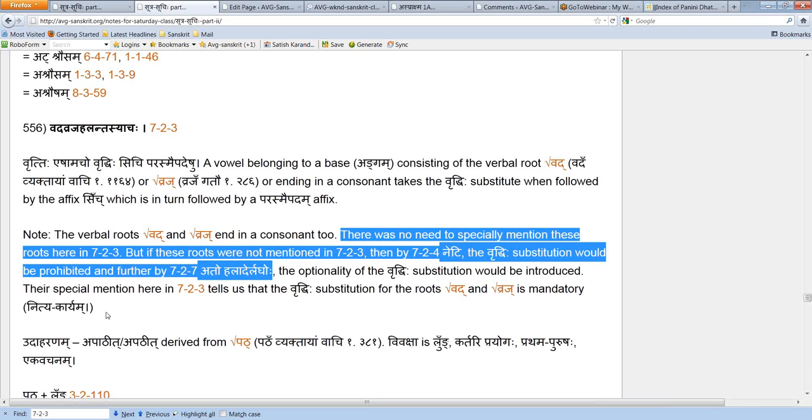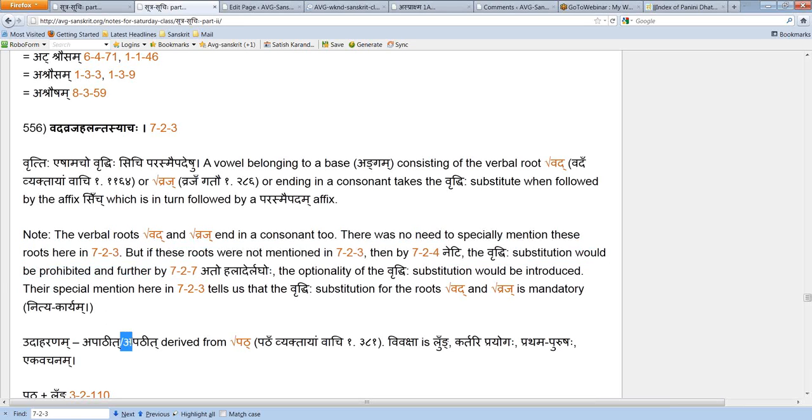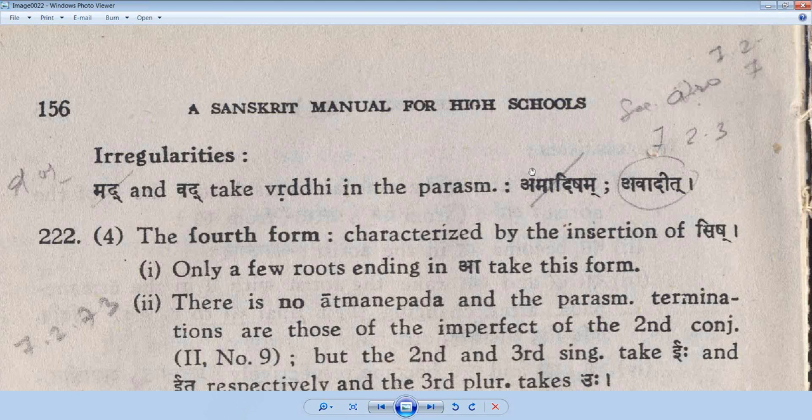So the steps are the same as apartit. Only thing is that the vikalpa will not be there. You'll only get one form, avadit and avradit. So satyam, ritam avadisham, satyam avadisham, right? Avadisham. If you heard the shanti mantra, right? Avadisham. That is the sutra. Vada vraja halantasyacha. Okay, so that is on top of page 156. I don't know why he has put the mother, I think it should be vraja.